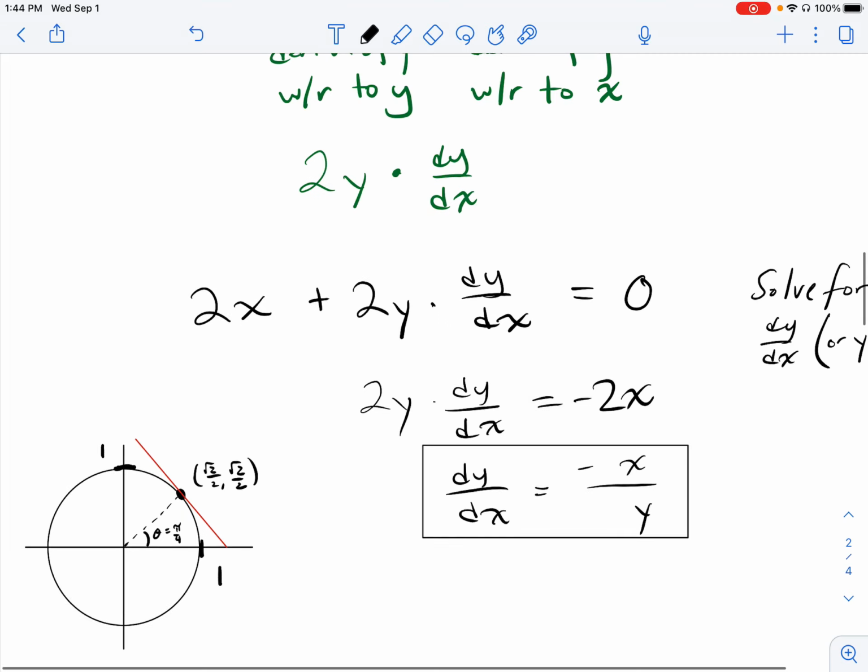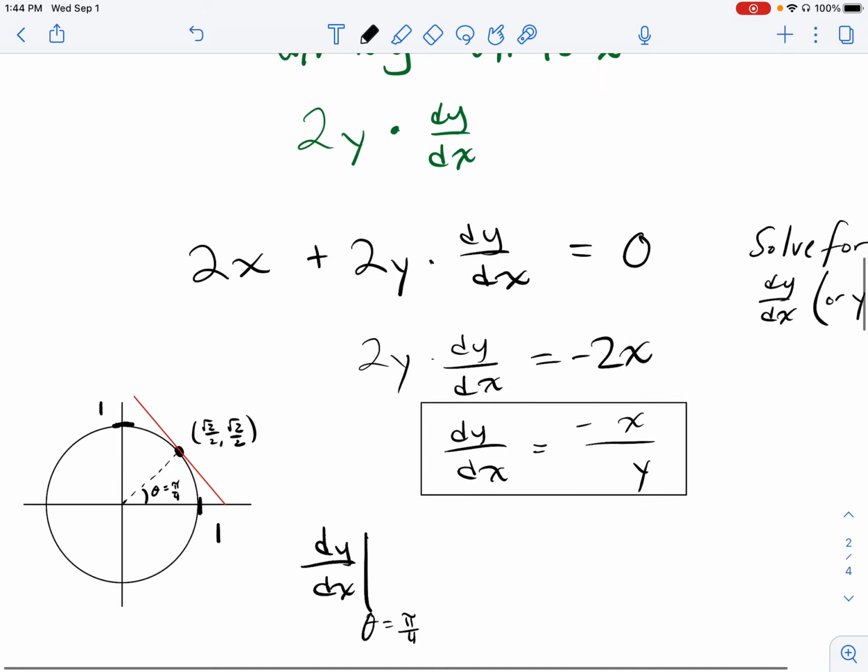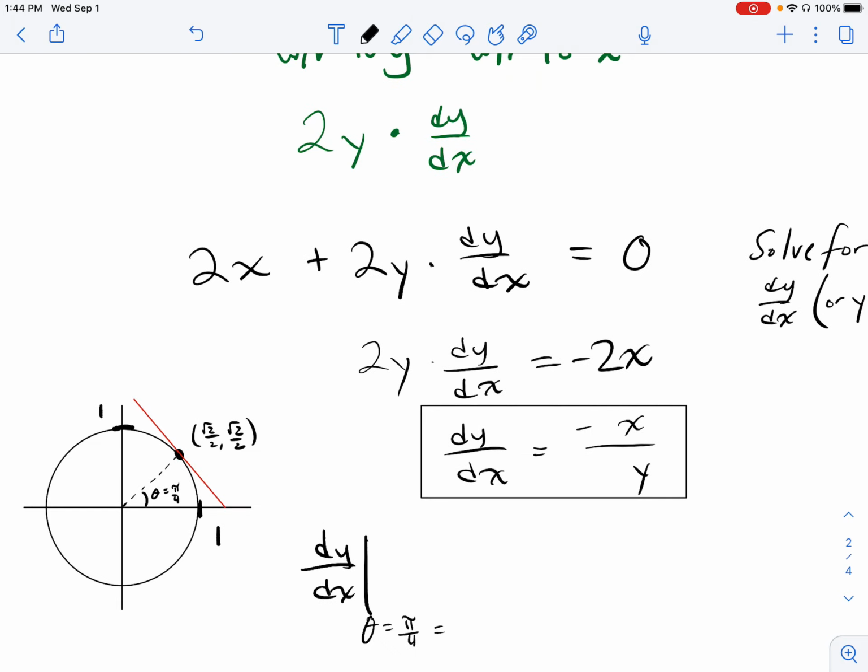And suppose, for example, I wanted to find the derivative dy dx when theta is equal to pi over 4, when my angle is pi over 4. Well, when my angle is pi over 4, what are my x and y coordinates? Well, root 2 over 2 and root 2 over 2.